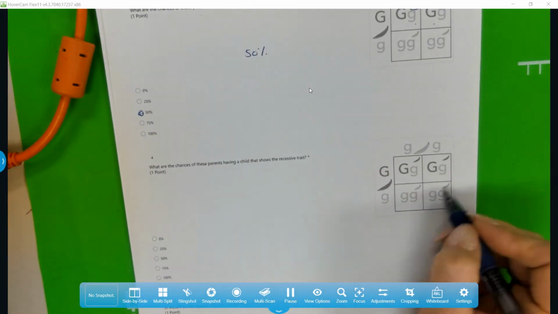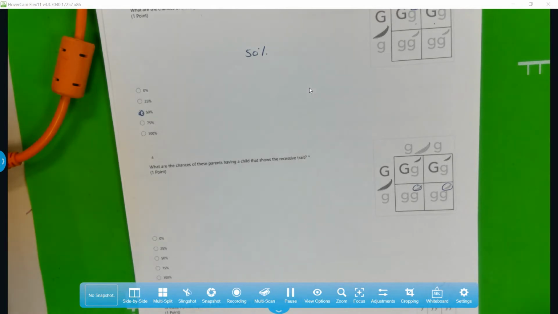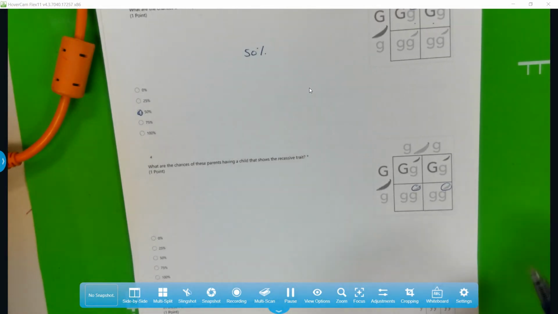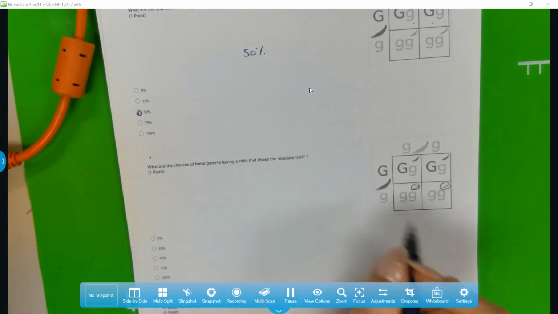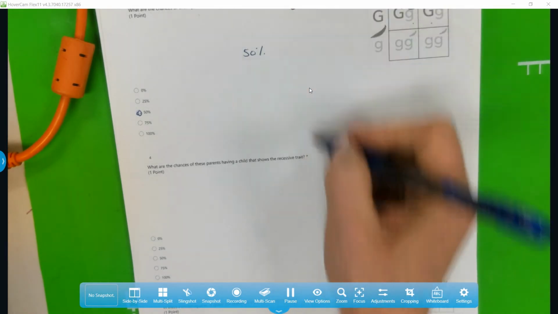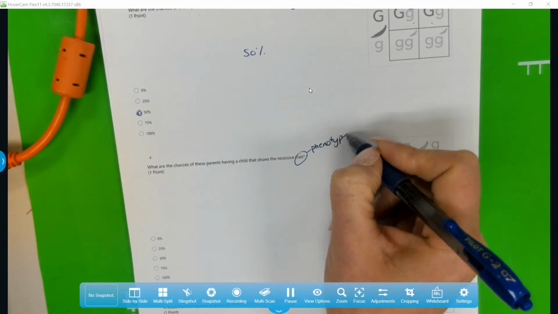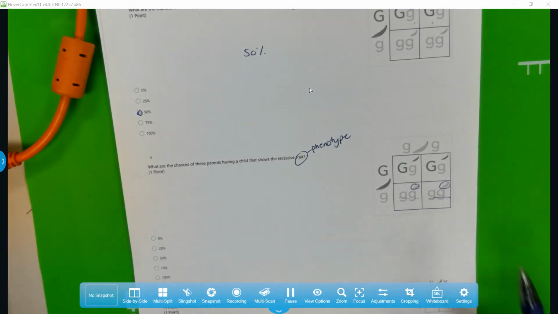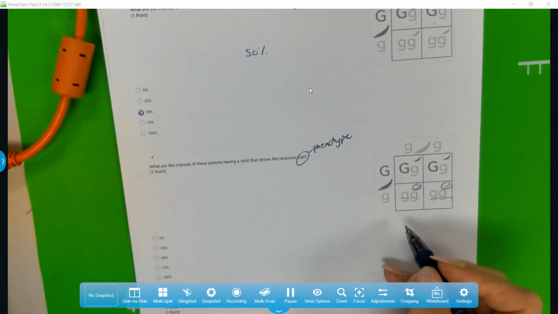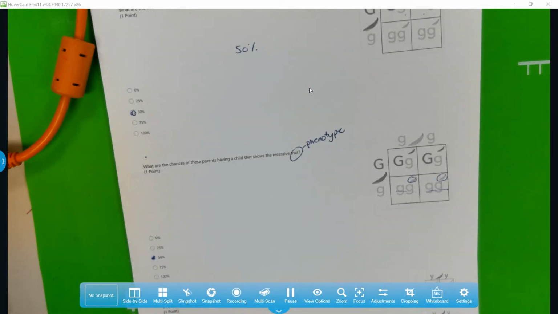Recessive trait also, same as numbers 1 and 2, it's the yellow. So that's 2 out of 4 squares showing the recessive trait. Remember that trait means phenotype. It does not mean allele. Lowercase, and 50%. 2 out of 4.